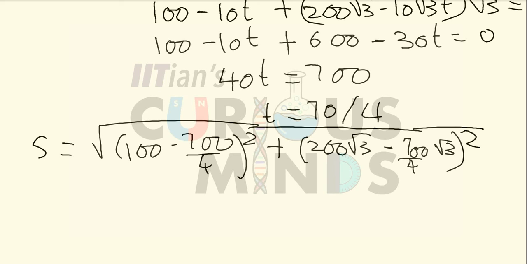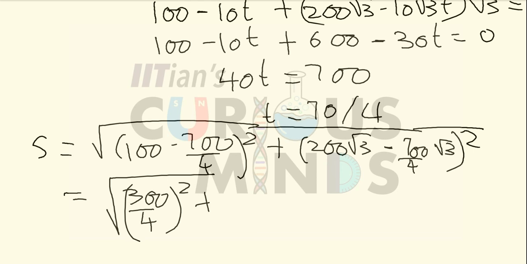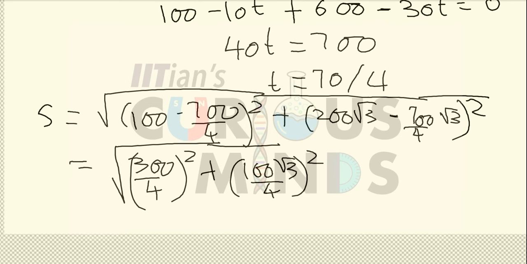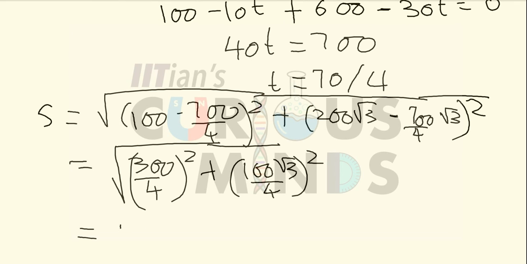So basically when I cross multiply this part, it will be equal to (400 minus 700) which is 300 divided by 4, the whole squared, plus over here, 800 minus 700, so 100 root 3 divided by 4, the whole squared. When I take 4 outside the bracket, outside the root, it will be equal to 1 by 2.